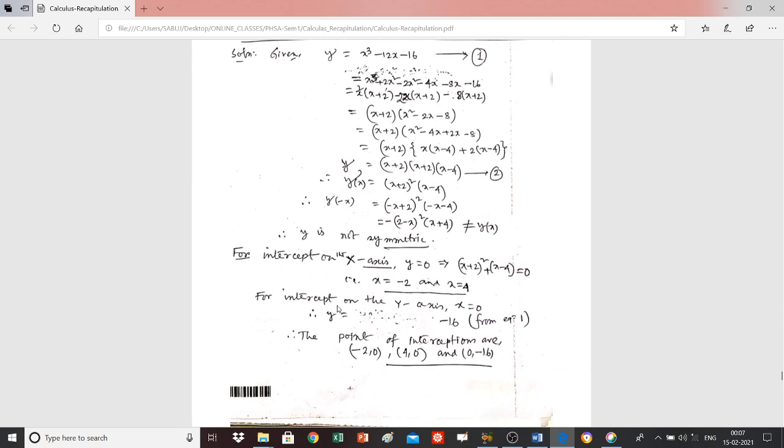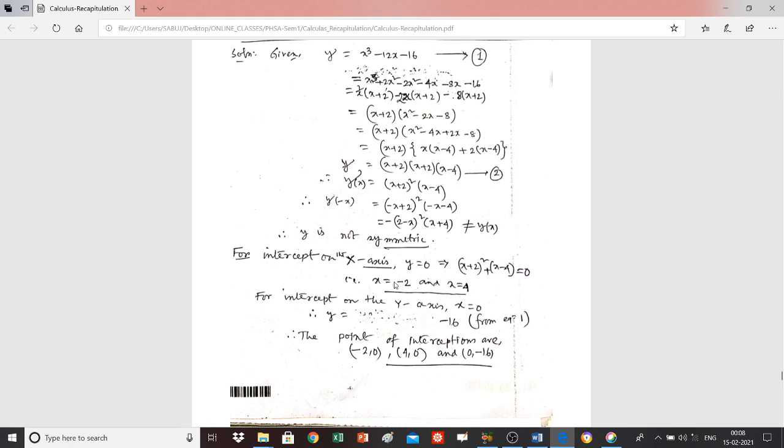Now the intercept on the x-axis. In this case y equals 0, so (x plus 2) squared into (x minus 4) is equal to 0. From here x is equal to minus 2 and x is equal to 4. In this case y is equal to 0, so the points of intersection will be (minus 2, 0) and (4, 0).